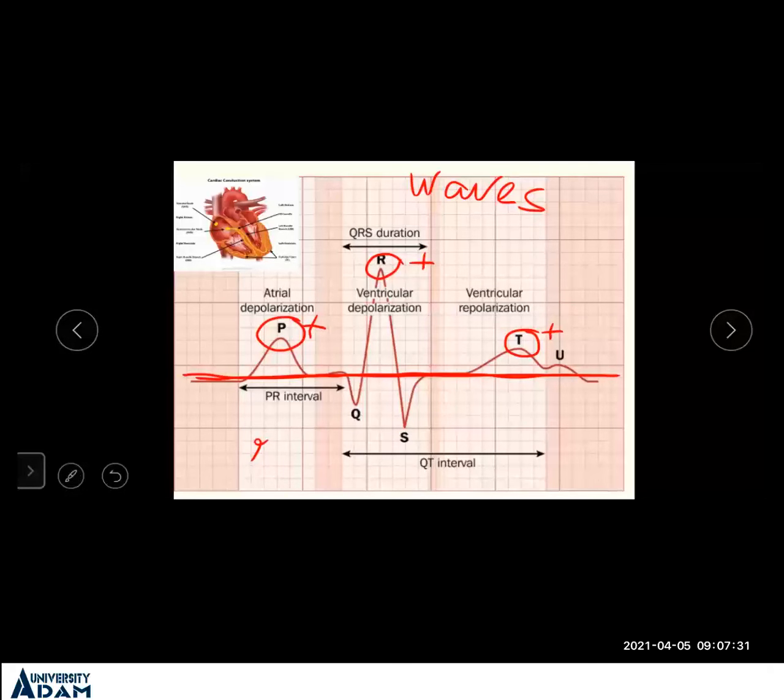And negative waves are located under the isoelectric line. Here Q is negative and S is negative. So it means that the wave of depolarization goes towards the negative electrode, and we see negative waves.